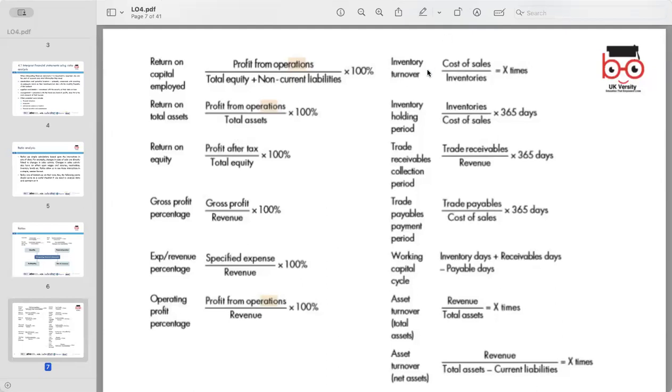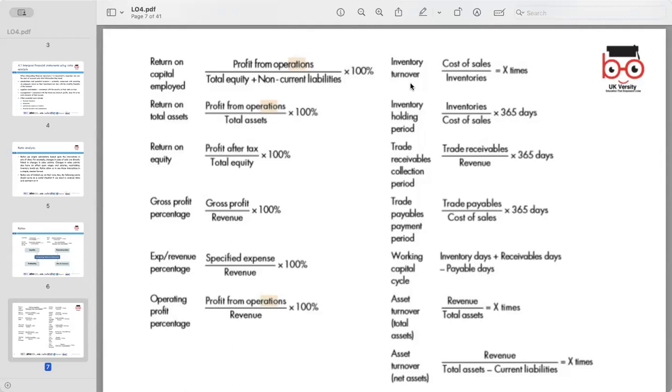Inventory turnover, if you look here, the ratio assesses how efficiently a company manages its inventory by measuring how many times during a period the inventory is sold and replaced. It is calculated by dividing the cost of sales by the average inventory level. Return on total assets evaluates the profitability of all assets employed in the business. It compares the profit after tax to the total assets, expressed as a percentage.